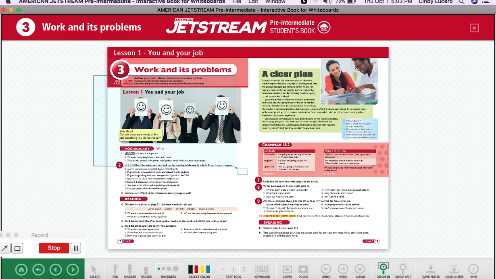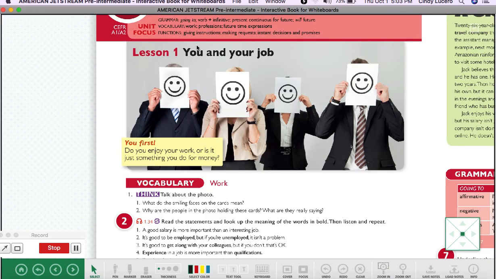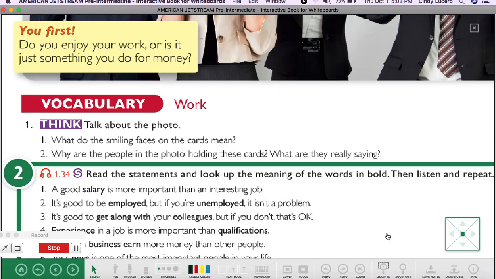Now, let's introduce the topic. You and your job. Do you remember these words? Okay, yes. This is related to the work, right? Do you enjoy your work? Do you like your job? So, this unit is gonna be about jobs, right?